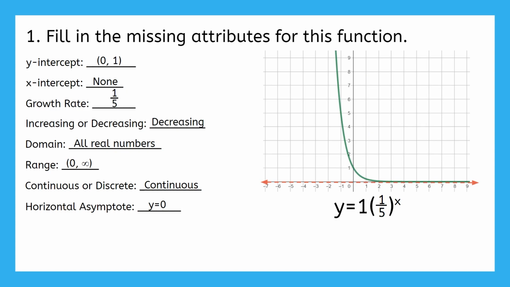It's important to realize that we only have a few attributes that vary from function to function. We can always identify the x-intercept, domain, range, continuity, and horizontal asymptote before we even look at the a and b values.